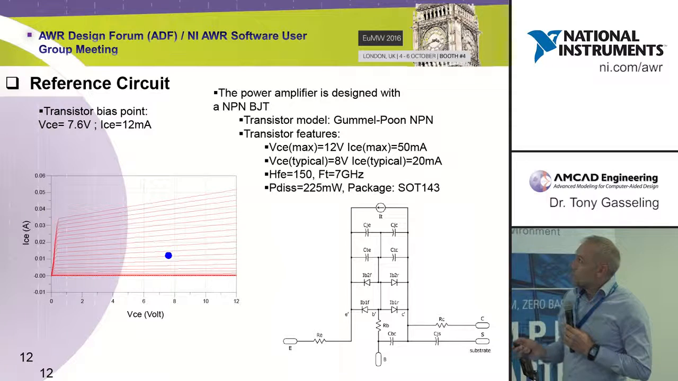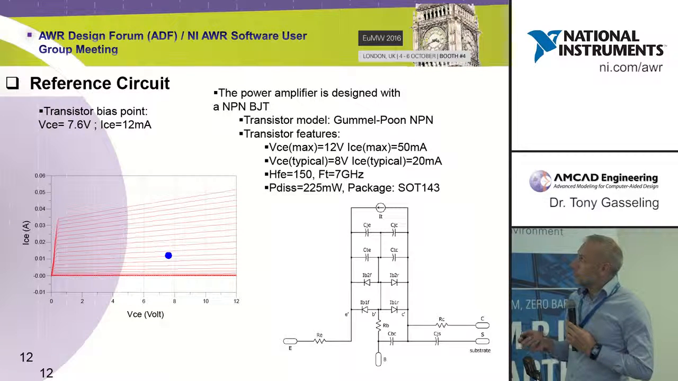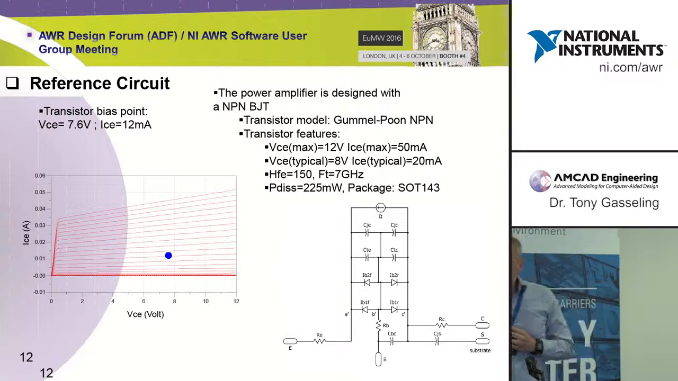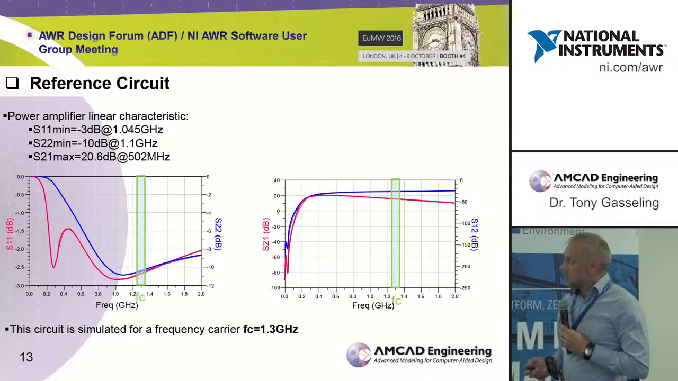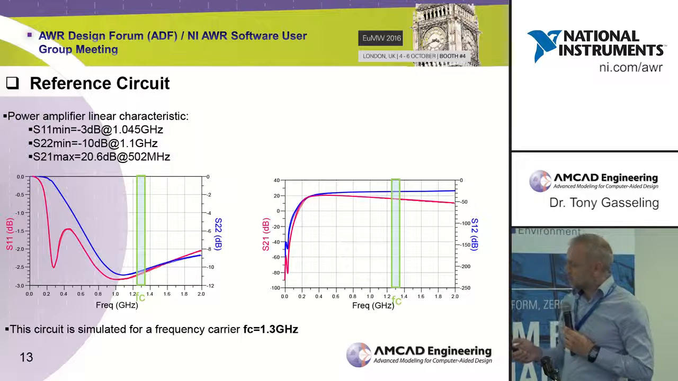So here, in the circuit simulator, we have used a compact model, a classic Gummel-Poon NPN model of the transistor. And we biased this device here at 8 volts. And we have observed the characteristic of these amplifiers around 1.3 gigahertz. So here are the S parameters, for example.